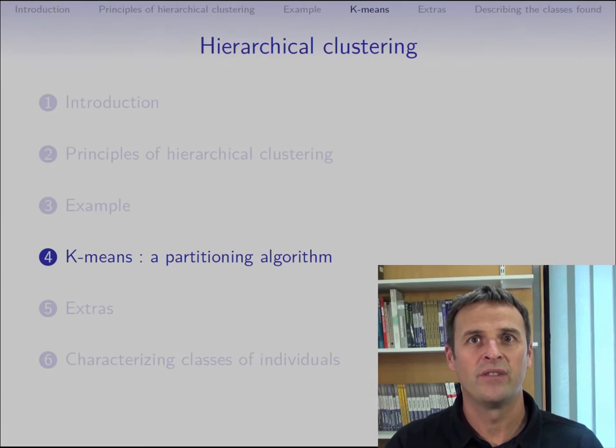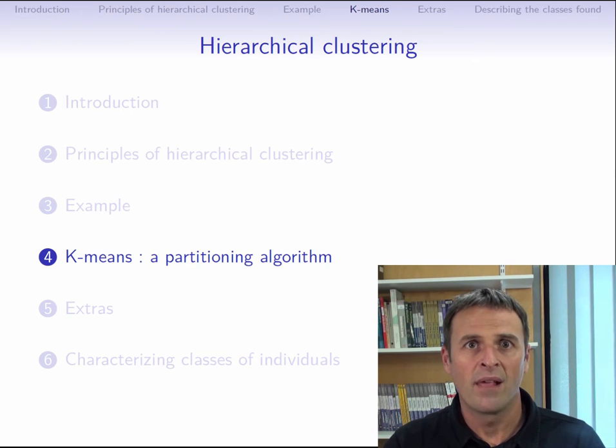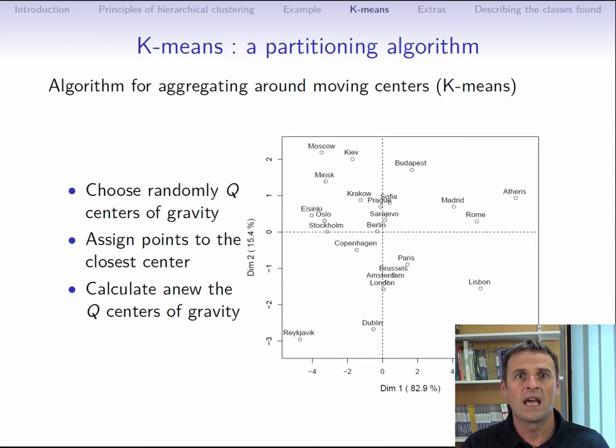We have seen in the previous video how to do a hierarchical clustering with a tree-like structure. Now we're going to look at a direct partitioning method not requiring a hierarchical tree. This partitioning method is called k-means. We are going to introduce k-means using a 2D example.